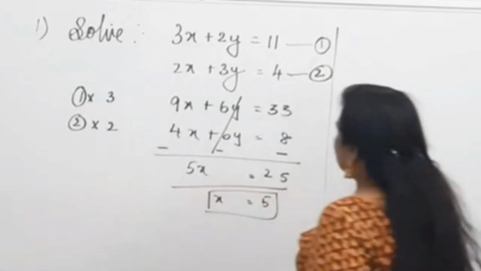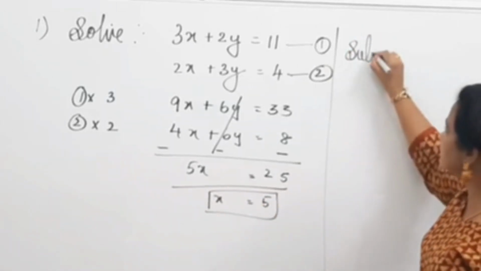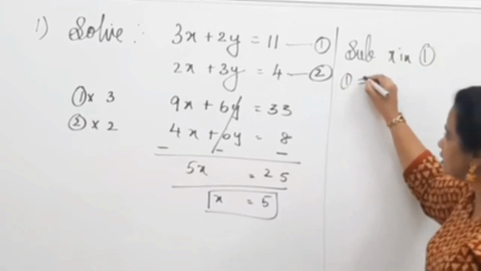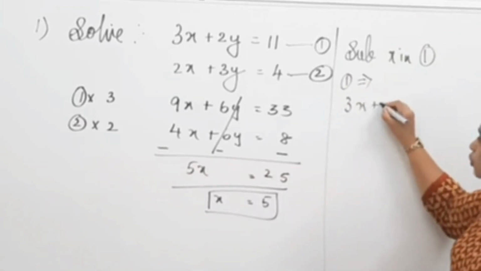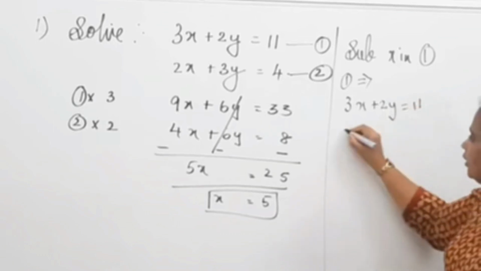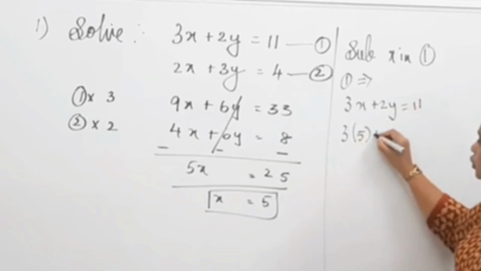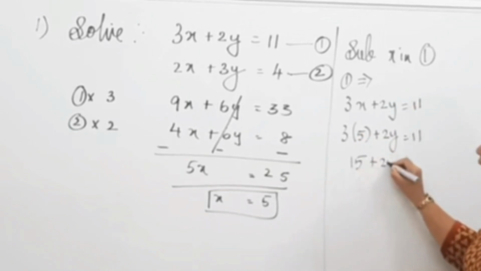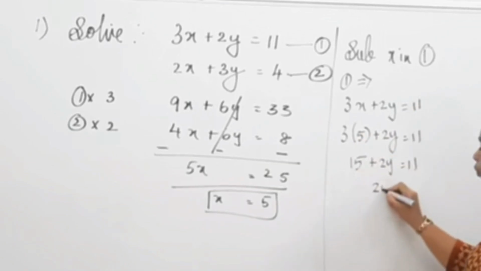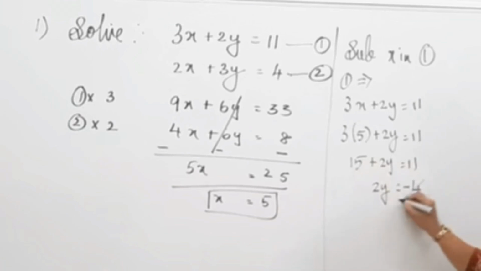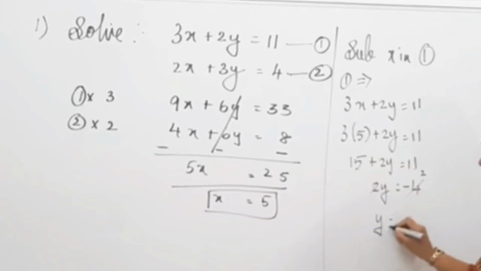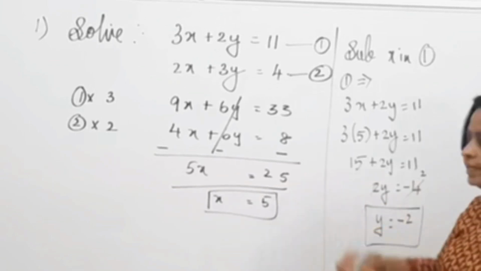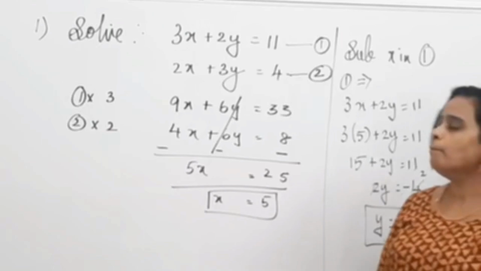So I would substitute x in the first equation. The first equation says 3x plus 2y is equal to 11, and 3 into 5 plus 2y is equal to 11. So 15 plus 2y is equal to 11. So 2y is equal to minus 4. So my y is equal to minus 2. So I get my values: x is equal to 5 and y is equal to minus 2.